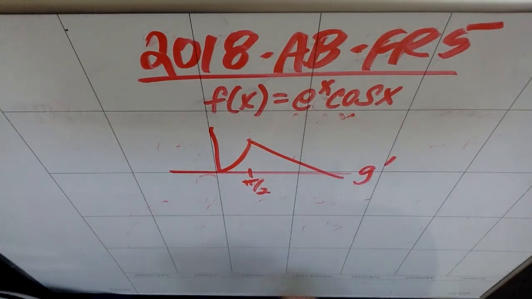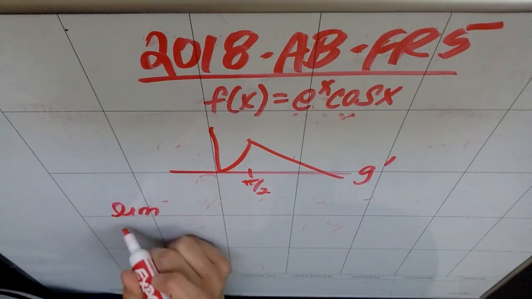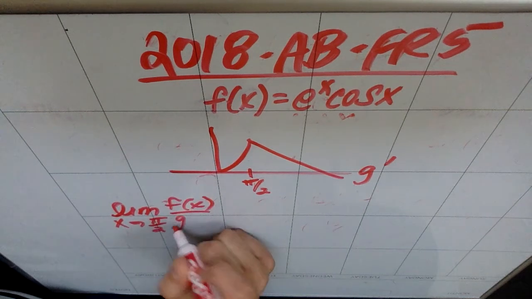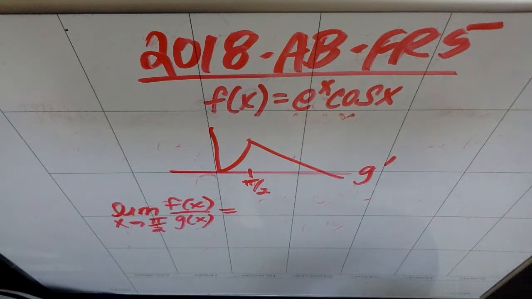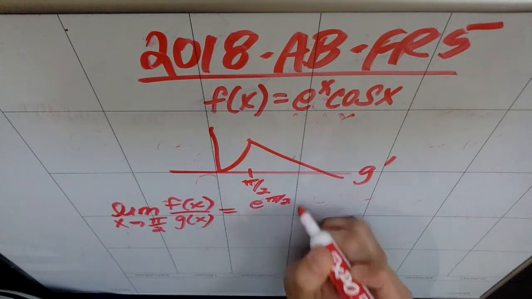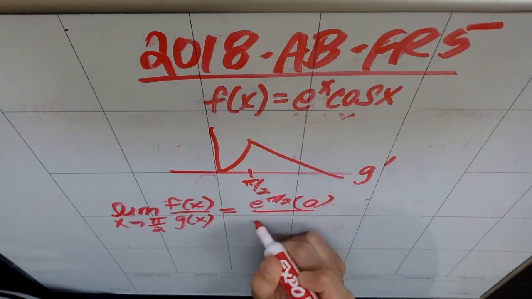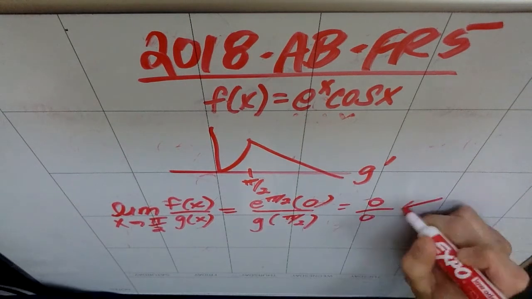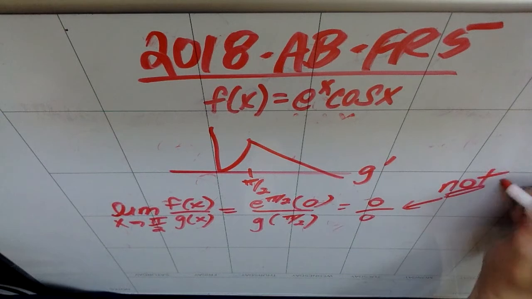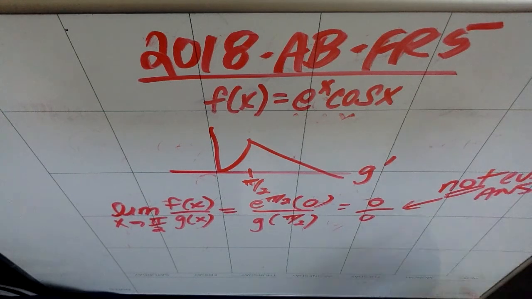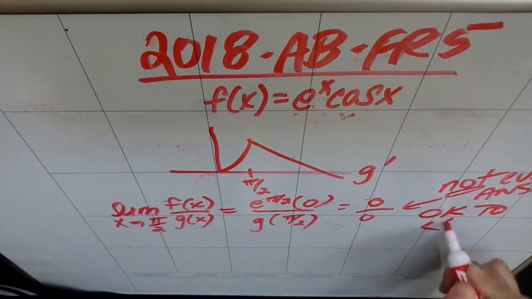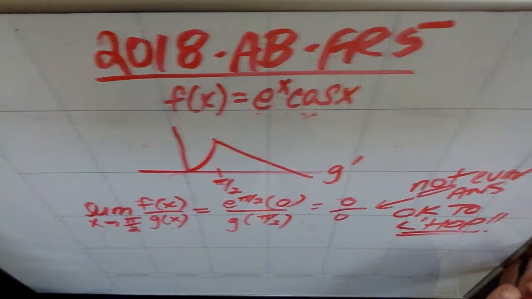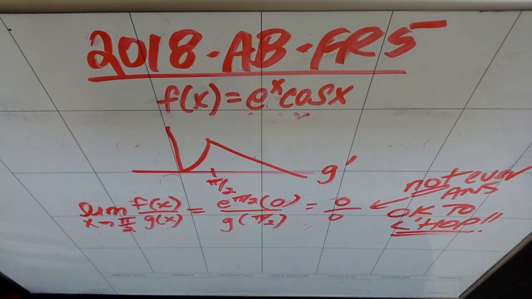We want the limit as x approaches pi over 2 of f of x over g of x. The first thing we should do naturally is plug in. So this is e to the pi over 2 times 0, and we were told that g of pi over 2 is also 0. So I get 0 over 0. This is not ever the answer, but it does mean that we are okay to do L'Hopital's, because when we get an indeterminate form like 0 over 0 or infinity over infinity, we're okay to do L'Hopital's.